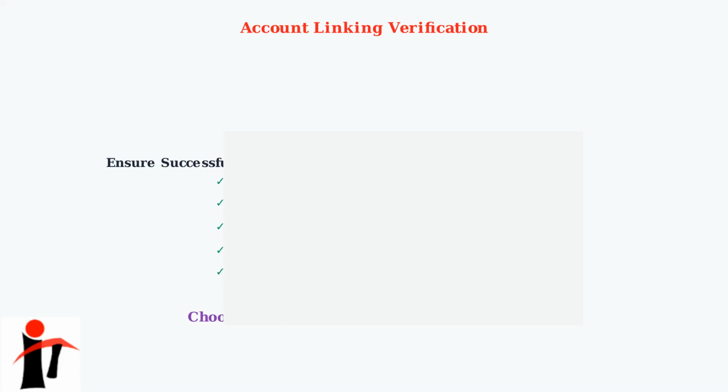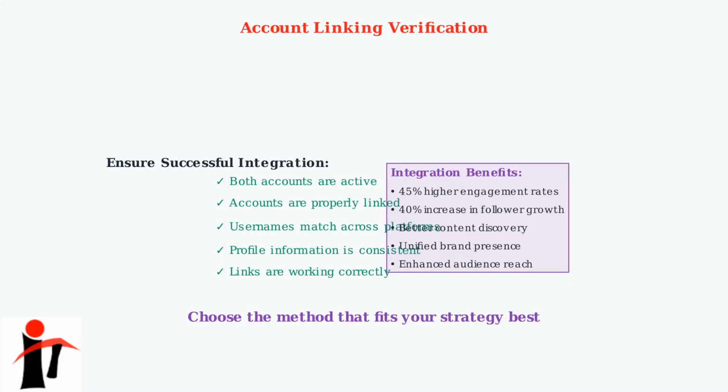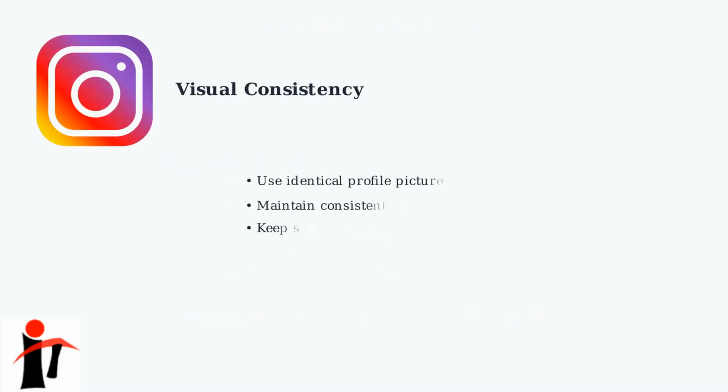The direct profile link works well for simple setups, bio integration provides immediate visibility, link in bio tools offer comprehensive solutions, and stories stickers create temporary but high-impact promotion. To maximize growth from your Threads Instagram connection, visual consistency is crucial. Your profile should look cohesive across both platforms to build brand recognition and trust.